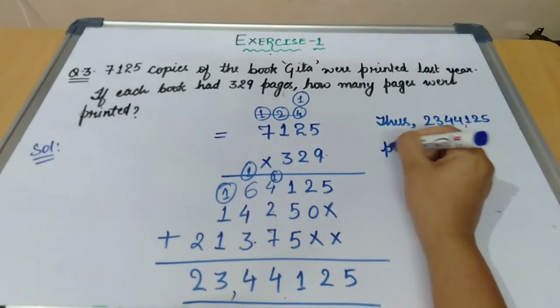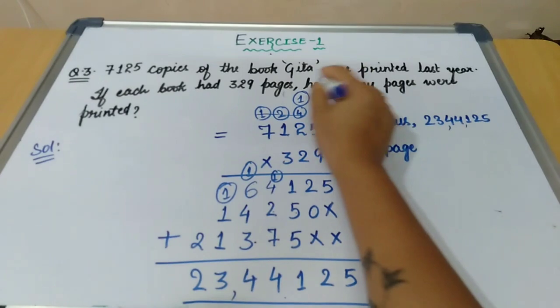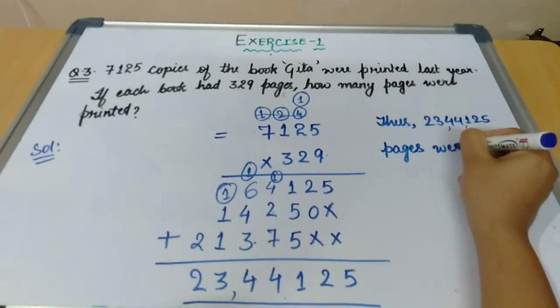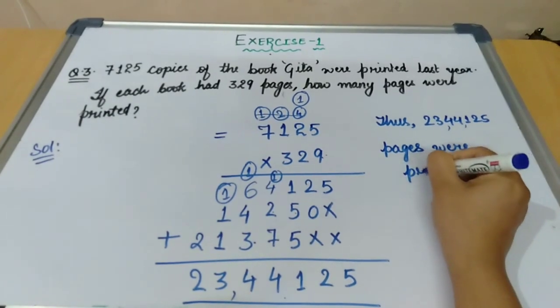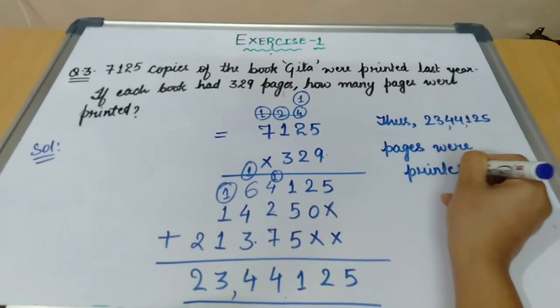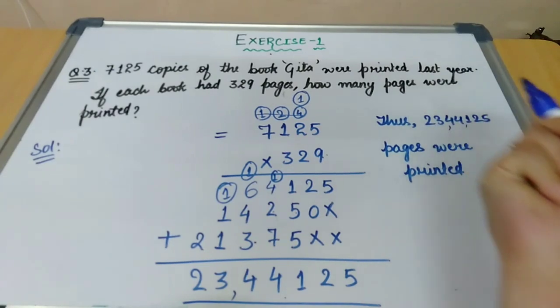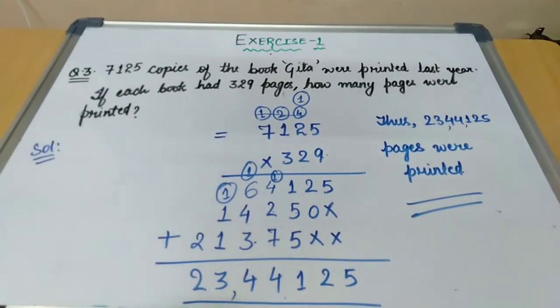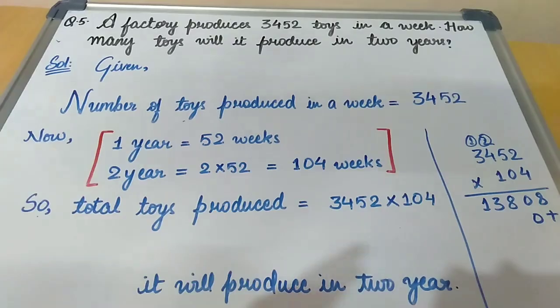23,44,125 pages. See, you have to write the statement after how many pages were printed. Okay, this much statement you have to write. They have asked how many. So this will be our ending statement. There should be an ending statement too.